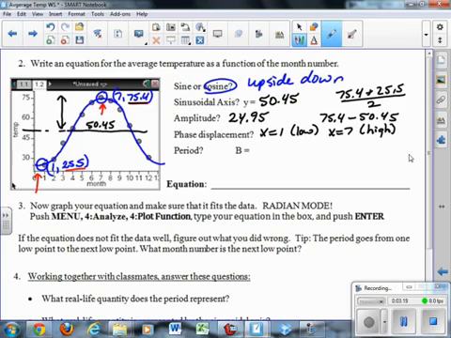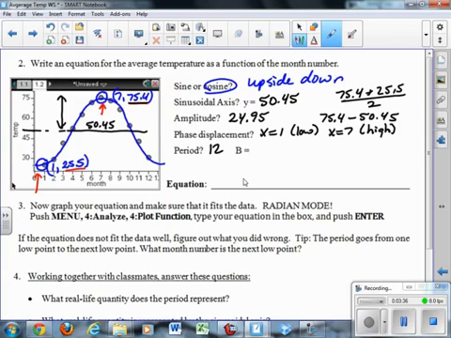Now the period is how many units it takes before the graph starts to repeat itself. So we have 12 months here, and then it would start to repeat itself. And that makes sense because there's 12 months in a year, and then we cycle over again. So the period is actually 12.